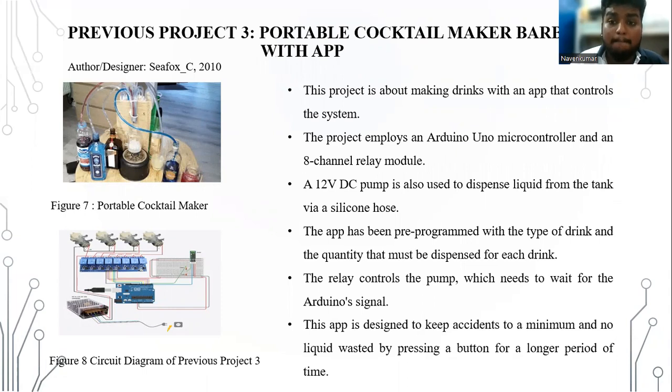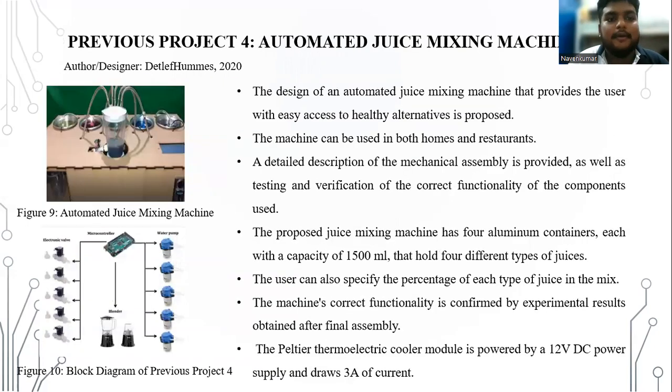The third previous project is a portable cocktail maker barboard with an app. This uses Arduino as well and uses a relay to control the pump, which needs to wait for the Arduino signal. The next, previous project 4, is an automatic mixing machine. This is designed to make five drinks together at once and has a water pump and electronic valve, which is similar to my project using a solenoid valve.